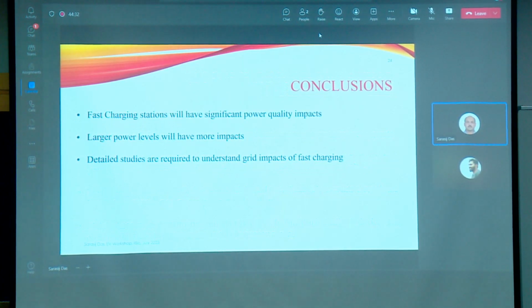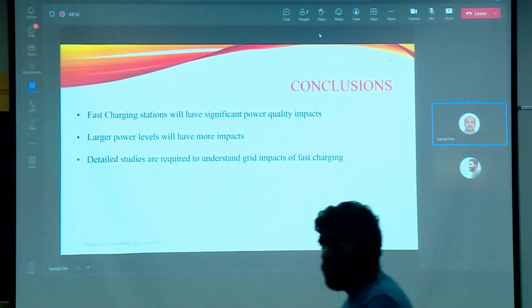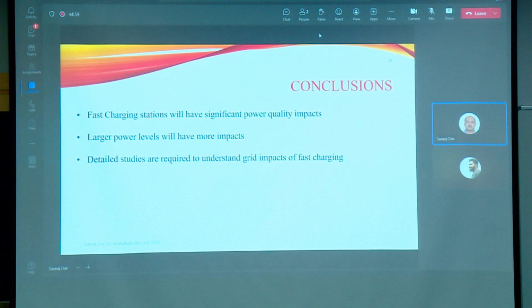So in conclusion, fast charging stations will have significant power quality impacts, right? Especially, you should do a harmonic stability study. You should look at voltage fluctuations and flicker it may cause, and also the supraharmonics. And obviously, the higher the power level, the more careful you have to be about its impacts. Currently not much study has been done focusing on fast charging stations. So in my opinion, further studies are required in great detail to know the impact on the system, especially from the harmonic stability point of view and other aspects. Yeah, thank you.